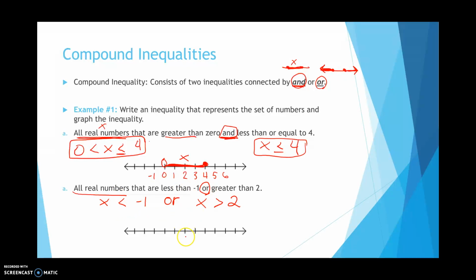Well, let's draw our number line here. We have 0, 1, 2. For the first situation, x is less than -1, we're going to have an open circle at -1. x is less than, so we're going to shade to the left. So x can be any number less than -1, not including -1, or x is greater than 2. So we'll have an open circle at 2 and shade to the right. And so this is an "or" situation.